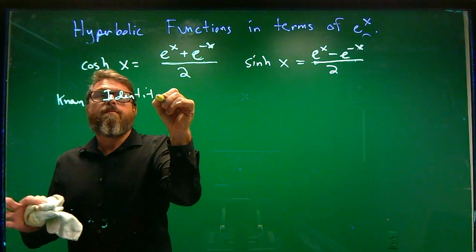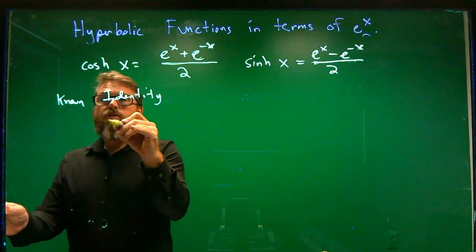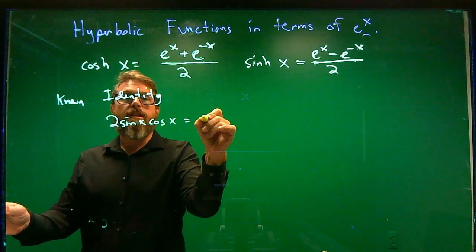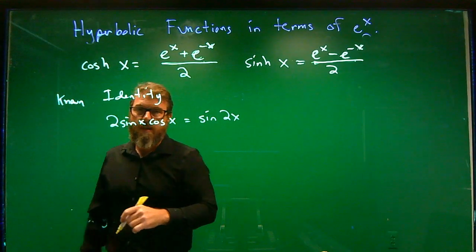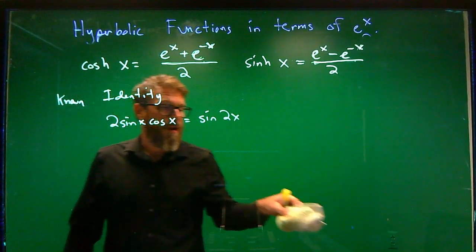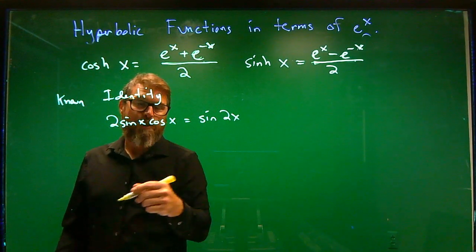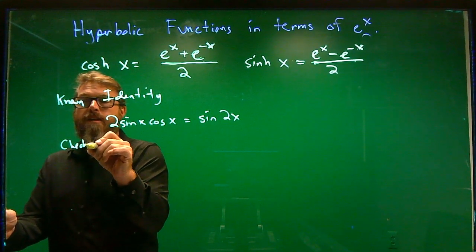So what I know is that 2 sine of x cosine of x is equal to the sine of 2x. And that's something that we've taught in a basic pre-calculus or trigonometry class. So what I want to do is show that this actually works for the hyperbolics as well. So let's check this.